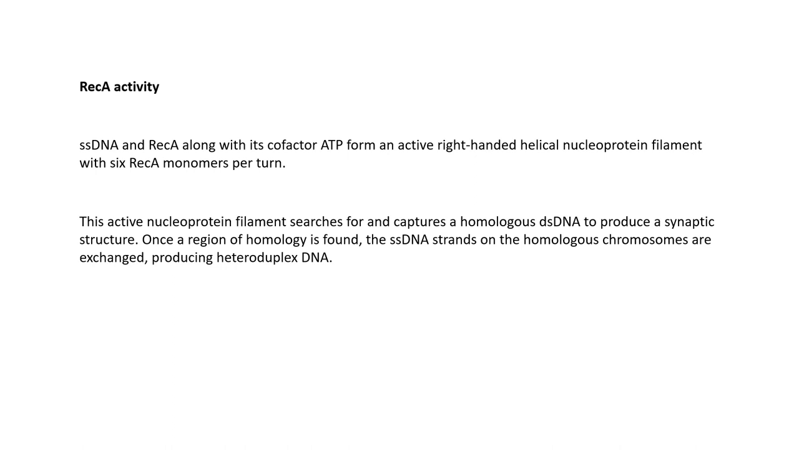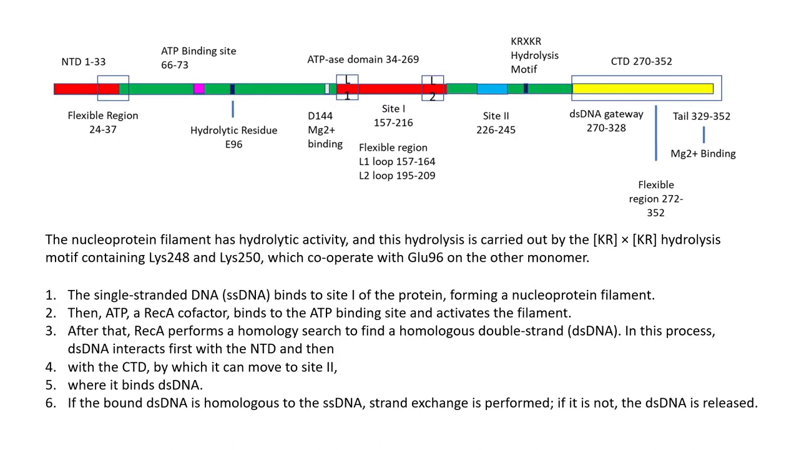ssDNA and RecA, along with its cofactor ATP, form an active right-handed helical nucleoprotein filament with 6 RecA monomers per turn. This active nucleoprotein filament will search for and capture a homologous double-stranded DNA to produce a synaptic structure. Once a region of homology is found, the single-stranded DNA on the homologous chromosomes are exchanged, producing a heteroduplex DNA structure.